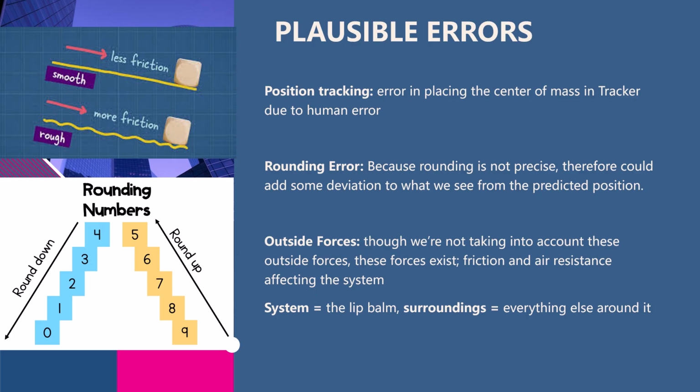So, what are the possible errors? Position tracking could have an error from placing the center of mass in Tracker due to human error, because I'm not perfect. And then there was a rounding error that could be possible because rounding isn't precise every time, and therefore it could add some deviation to what we see from the predicted position. And the outside forces: though we're not taking these outside forces into account here, these forces do exist, and this is what we see affecting the system. The system was the lip balm, and the surroundings are everything that was around it.